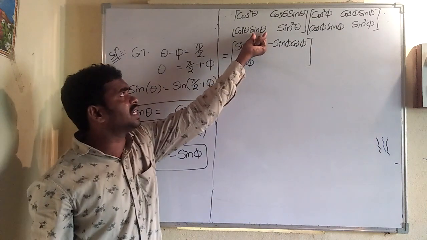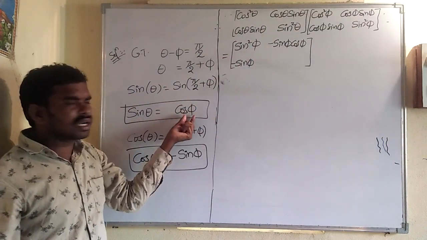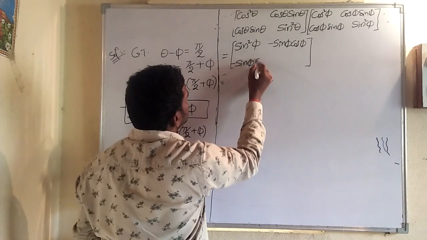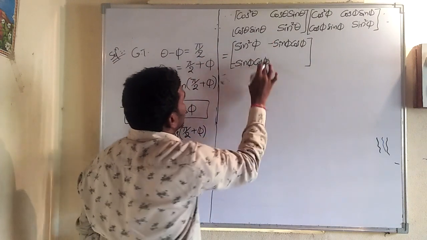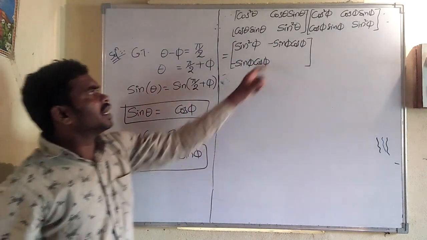Next, what is there? Sin theta. Sin theta means cos phi. So instead of sin theta, I wrote cos phi. Just leave it. Next, what is there?